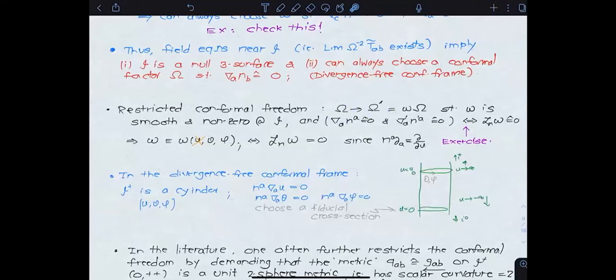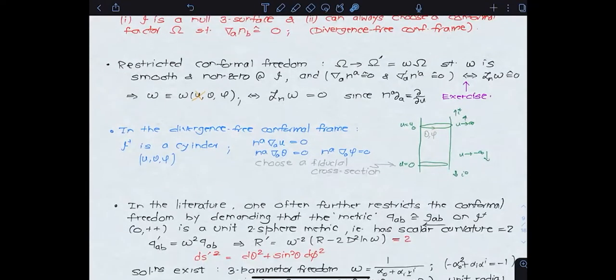Then it is very simple to check. This is the exercise. It's very simple to check, but it's not trivial. It will take you 3 or 4 steps. That this implies that ln of omega is equal to 0. In other words, omega is constant along n. So if you think of sky as being a cylinder, then n is along this direction. And then the statement is that n^A grad_A of omega is equal to 0, ln of omega equal to 0 at sky. That says that omega does not depend on u. u is the affine parameter of n^a, and it only depends on theta and phi.